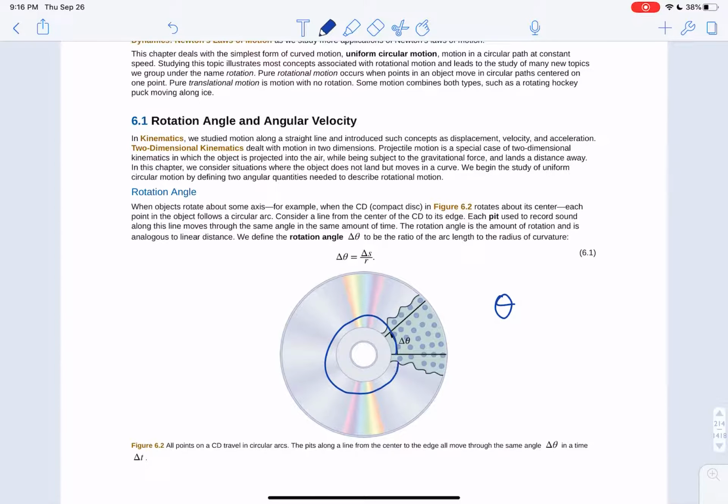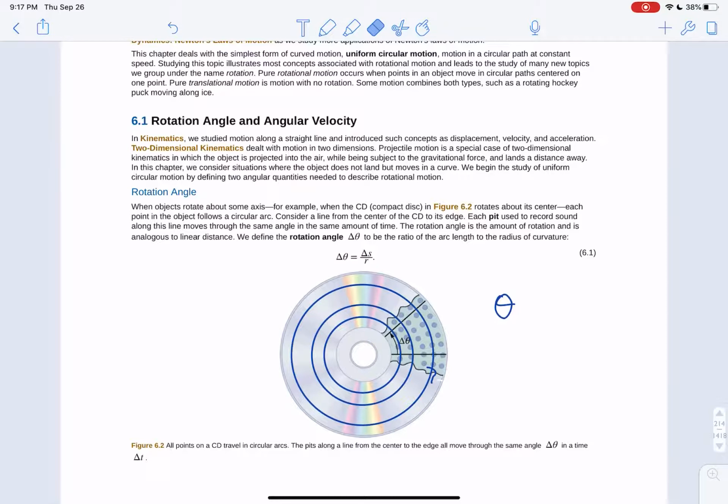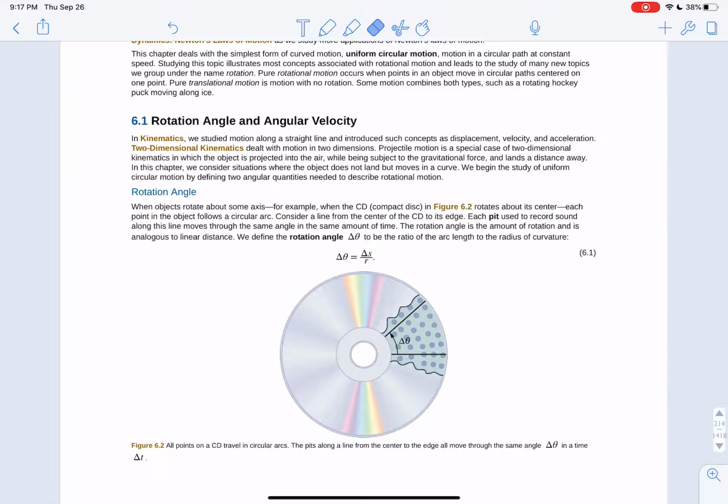Why? Because when you go around, you go 360 degrees. If you go around again, that's another 360 degrees, and again, another 360 degrees. So if you go around 3 times, that's 360 degrees times 3. If we measure it in radians, every time we go around, that's 2 pi radians. If you went around 3 times, that would be 6 pi radians. So we got a new way to measure distance, and it's theta.